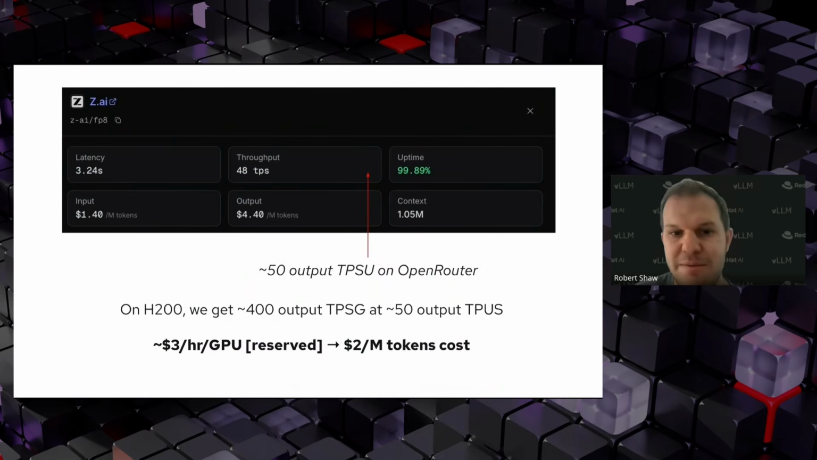And so what we can basically see is that if we get 400 output tokens per second per GPU at 50 output tokens per second per user, and if we assume that the GPU costs $3 per hour or so on reserve pricing, this effectively translates to around $2 per million output tokens. So this overall llm-d vLLM stack is cheaper to run than consuming a shared endpoint. Obviously, it's not quite a fair comparison because this is at 100% utilization and so on and so forth.